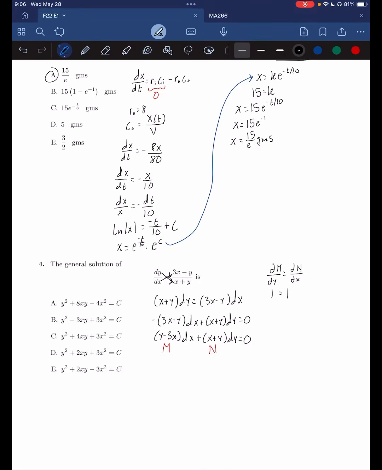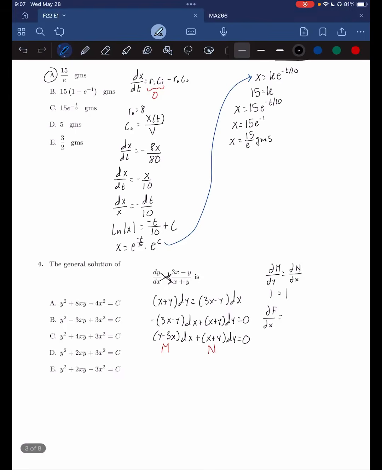That being said, our next step is just going to be, I'm going to list something out. We call this m and n, just kind of placeholders, but our df dx is actually equal to x plus y, and our df dy, sorry, this is my bad. df dx is actually equal to y minus 3x, and df dy is equal to x plus y.